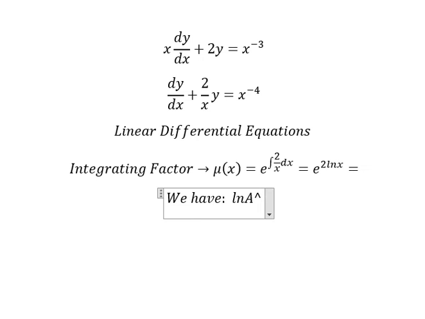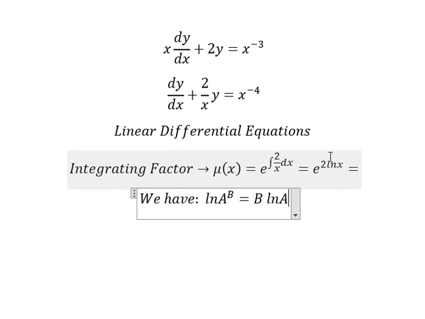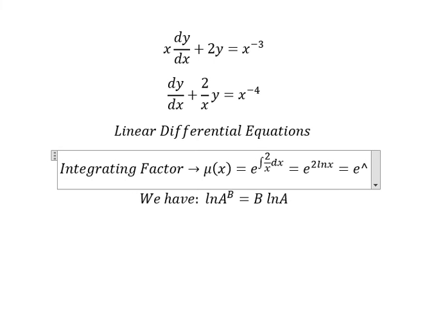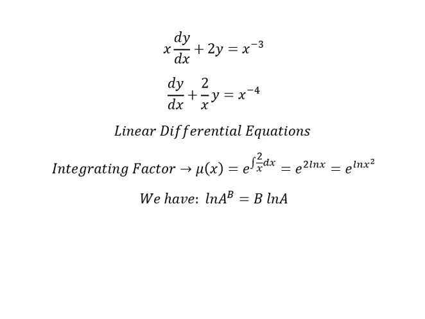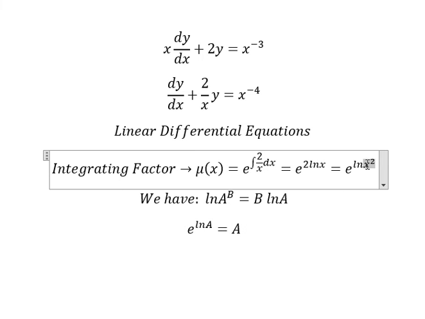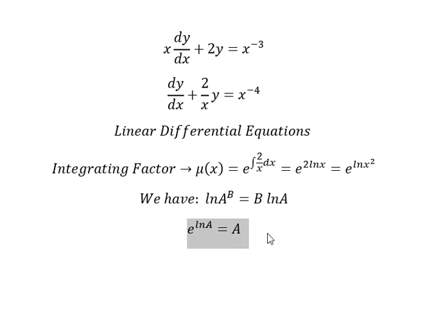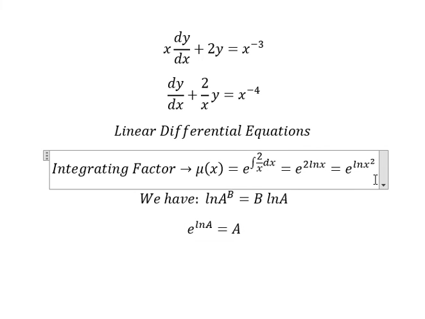Ln a to the power of b equals b ln a. So now the number 2 we put inside the natural log in here. So we have e to the power of ln x to the power of 2. So we have the second formula in here. So capital A is x squared. So we need to transform this one into this one, and we have x squared.